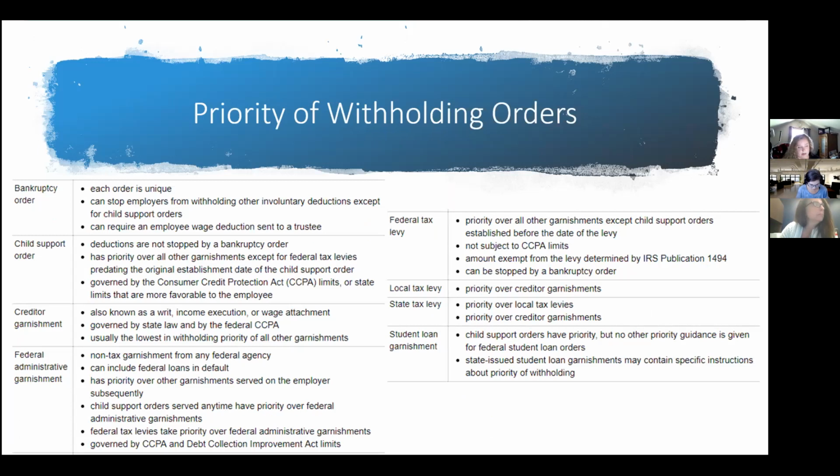So the priority of withholding orders, bankruptcy orders: each order is unique and can stop employers from withholding other involuntary deductions except for child support orders.